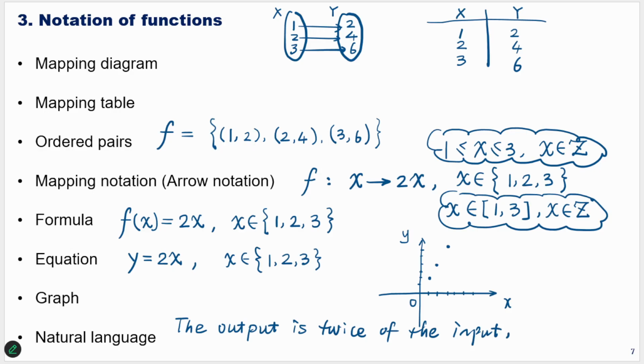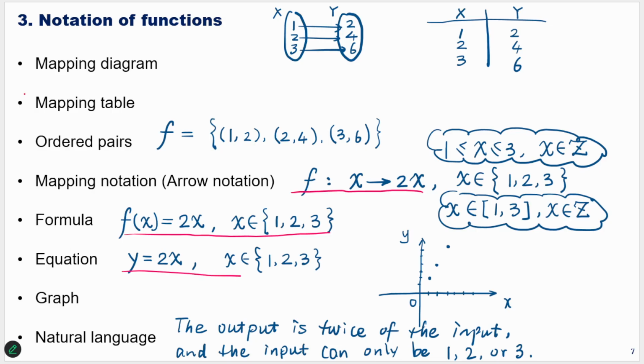But do not forget the limitation of your input, and the input can only be 1, 2, or 3. So as you can see here, the formula, equation, and mapping notation are usually the simplest way to express a function, right?